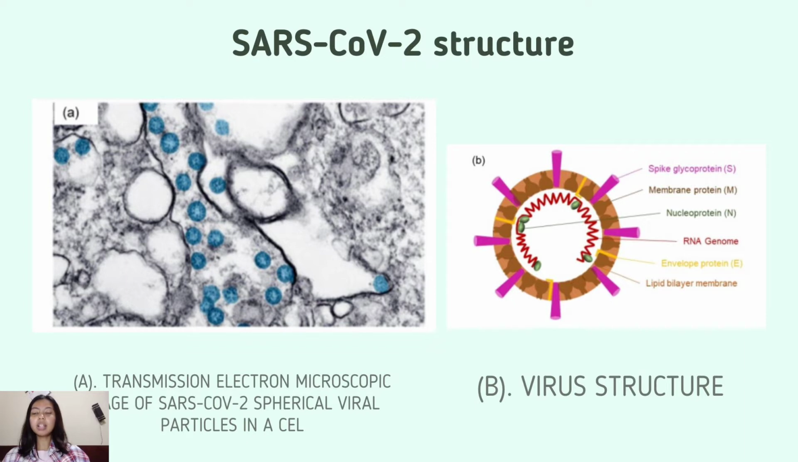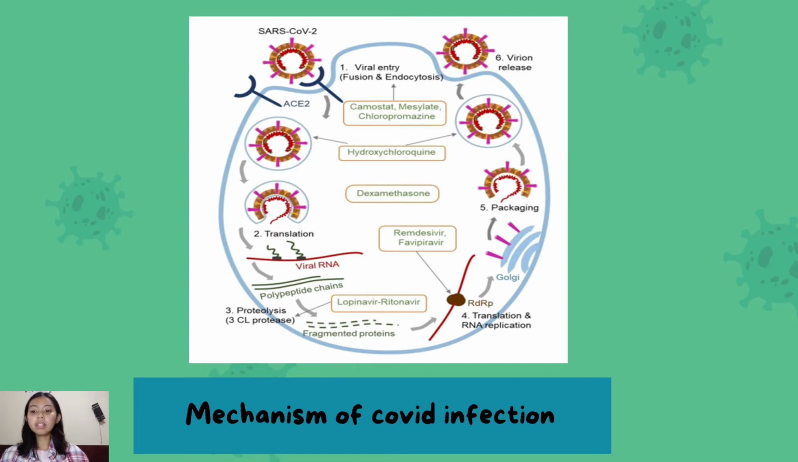And picture B is the virus comprising the following basic building blocks: a single-stranded RNA genome, lipid bilayer membrane, and different proteins like nucleoprotein, envelope protein, membrane protein, and spike protein. Viral infection starts with binding of the viral particle to the host cell surface receptor. Therefore, receptor recognition is an important factor in the cell and tissue tropism of virus.